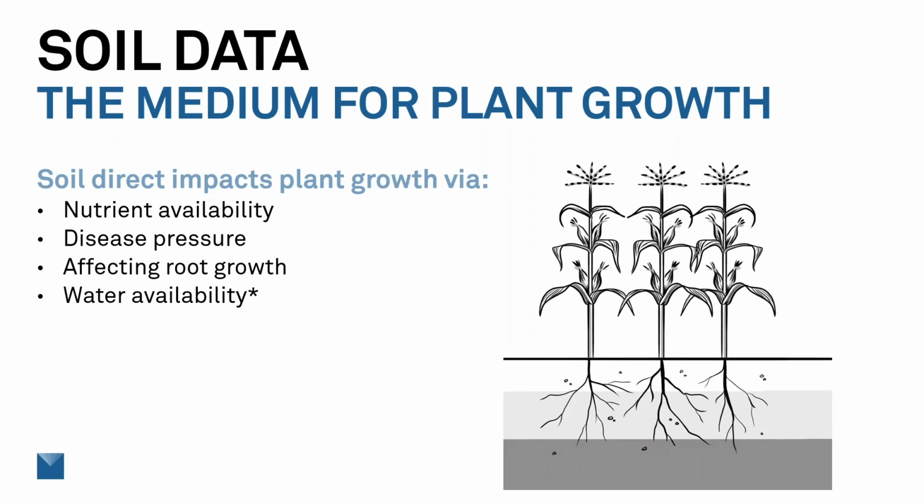There's potential disease pressure that may be present. And also it's directly affecting root growth. So any compaction, something like that, that might be affecting an ability for a plant to put down roots. And also a really important parameter is water availability. And that's what I want to talk to you all today about specifically.